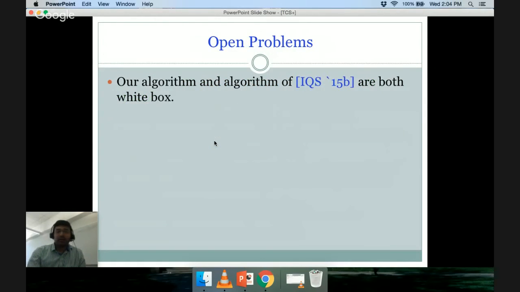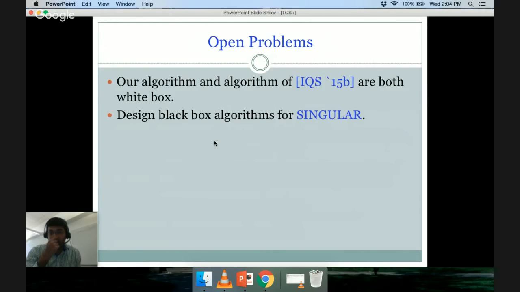Okay, so moving on to open problems. Our algorithm and also the algorithm of Ivanyos, Qiao, and Subrahmanyam for computing the non-commutative rank are both white box. I'll explain what that means. A very natural question is, can we, sorry, I didn't define this problem, singularity. Can we design a black box algorithm for this problem of singularity, or checking if the non-commutative rank is smaller than n or not?